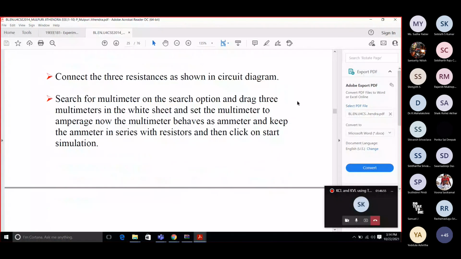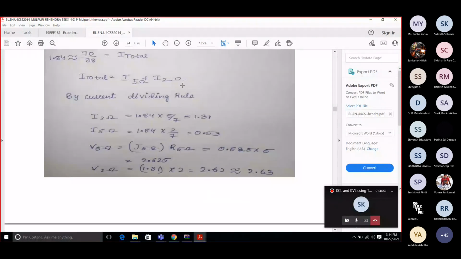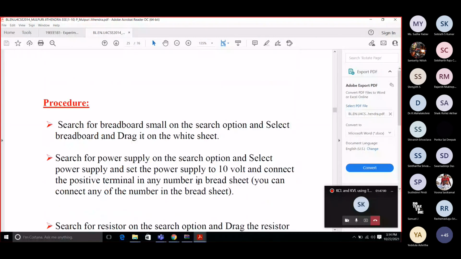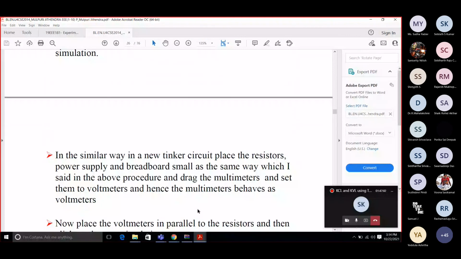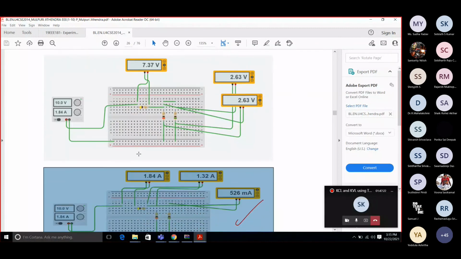And you take out whatever theoretical calculation you are doing here. These values you have. When you are doing the simulation, take a print screen. When you are observing the voltages, take a print screen. Okay, then it is very clear. 7.37 is equal to 2.63 plus 2.63. Show your value. It should be different, each student should have different values.